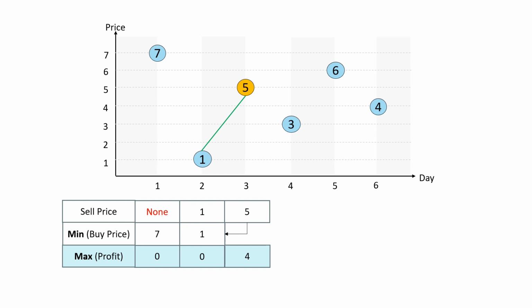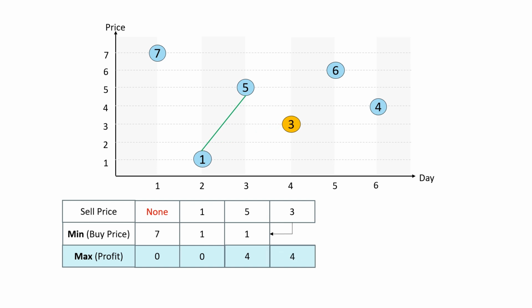Now similarly, like the previous day, we will update our minimum buying price options, which is the minimum of the buying price 1 or today's stock value 5. It is definitely 1. So we will keep it at 1. Now going to the next day, day 4. On day 4, our selling price is 3. What is the maximum profit I can gain? That would be today's selling price 3 minus minimum buying price 1. 3 minus 1 is 2. Is the profit of 2 greater than the profit of 4? No, it is not. So we will keep the maximum profit still at 4.